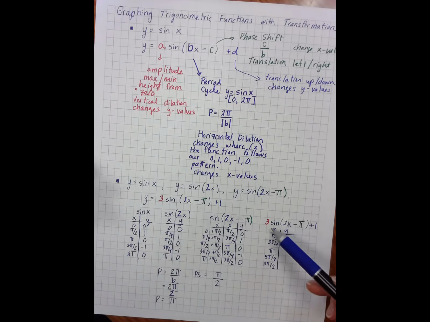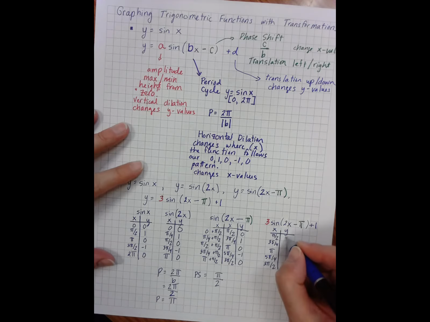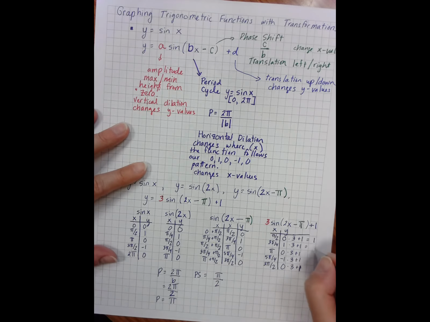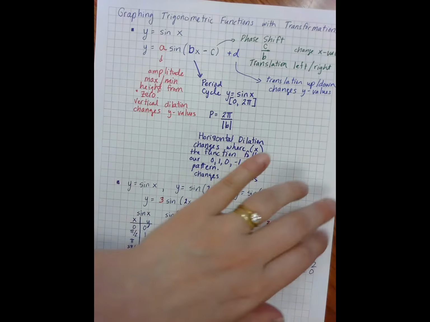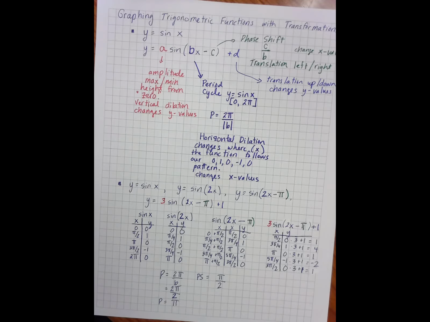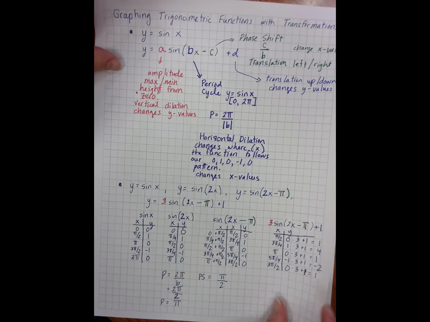So the amplitude tells me to take my original y's and multiply them all by 3. And then my plus 1 tells me to take those values and add 1 to all of them. So I end up with 1, 4, 1, negative 2, and 1. So I now can do my last graph.